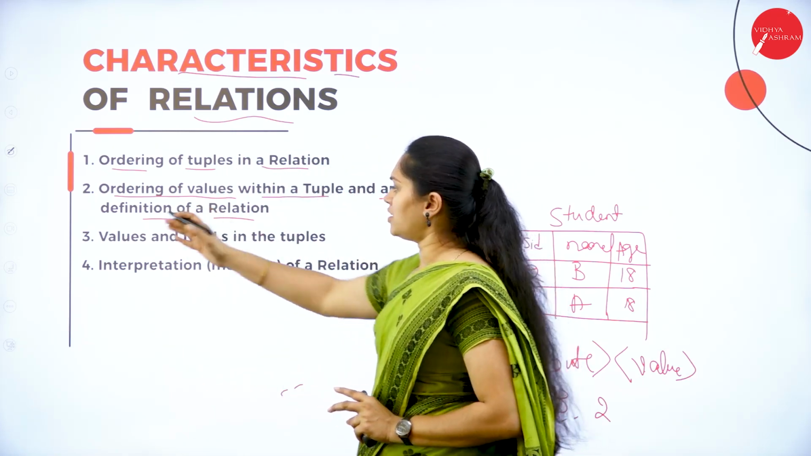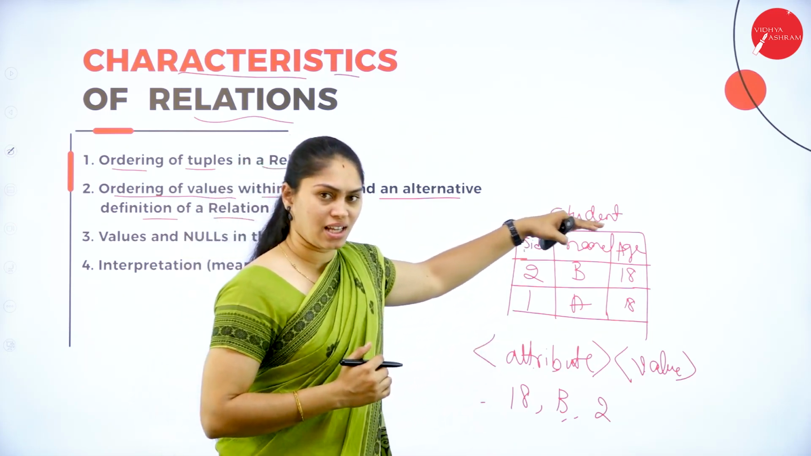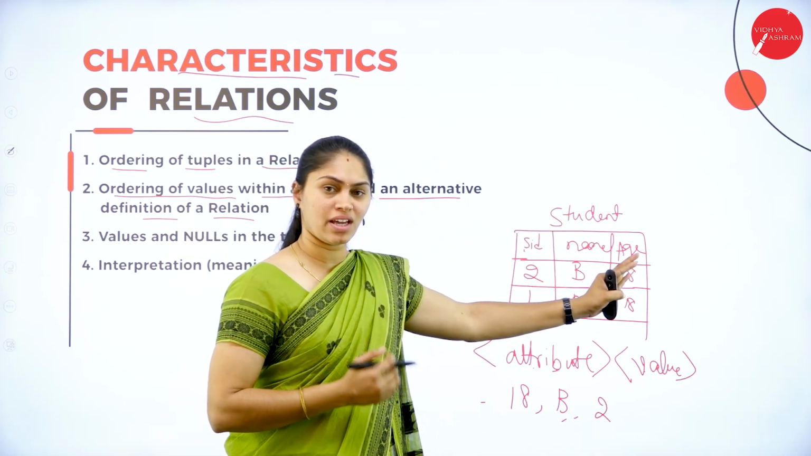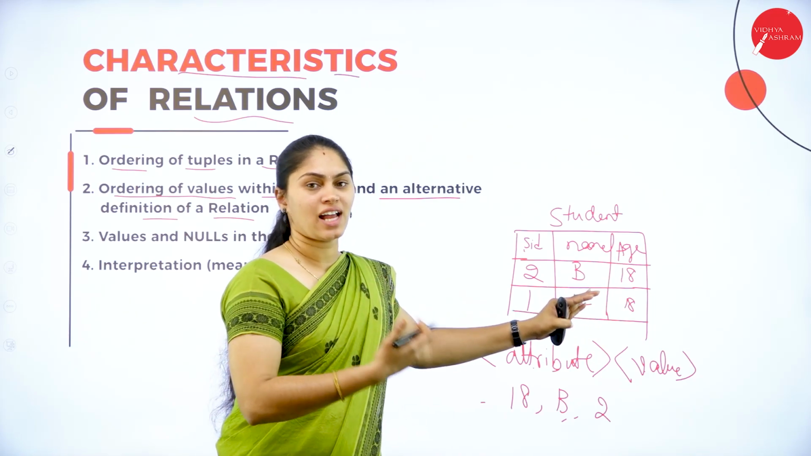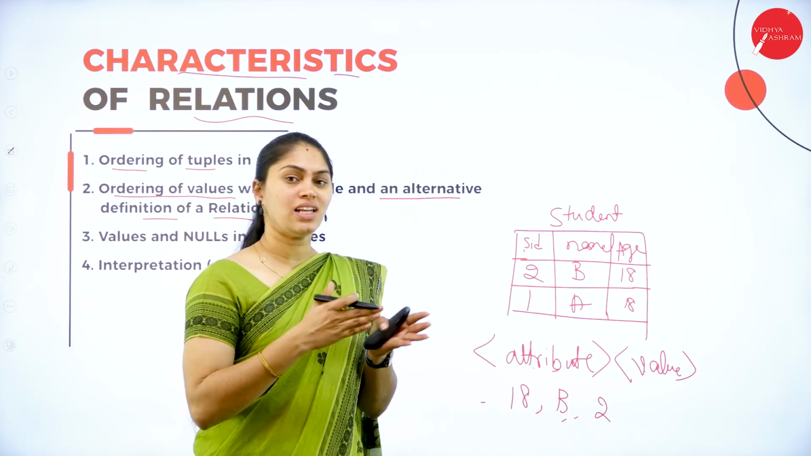So here, an alternative definition of a relation. We should understand what is the name of a table, how many columns we have, and what kind of value each is going to take. And also you need to concentrate on the number of values.